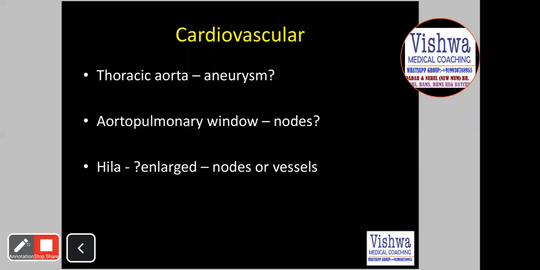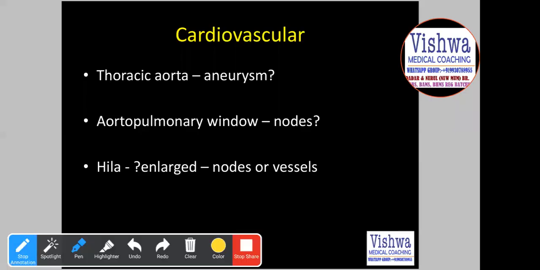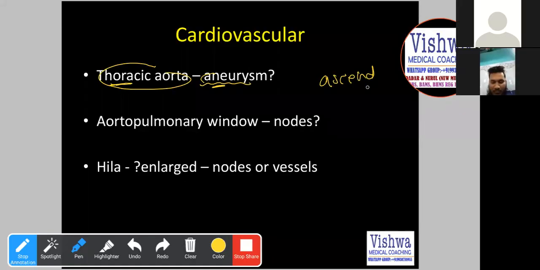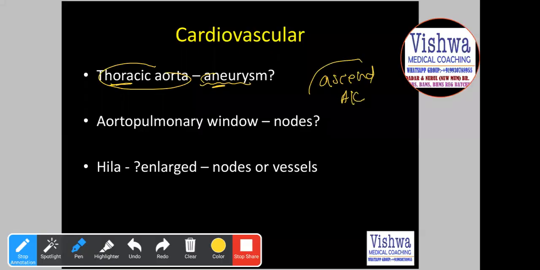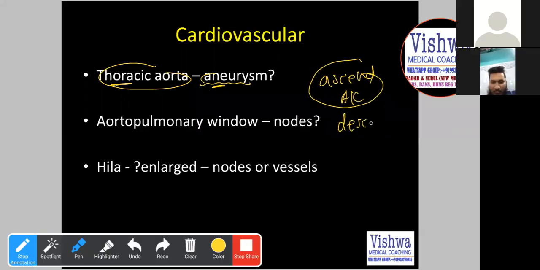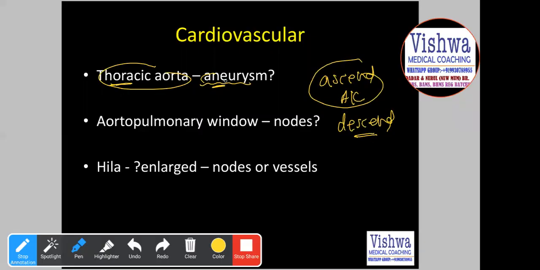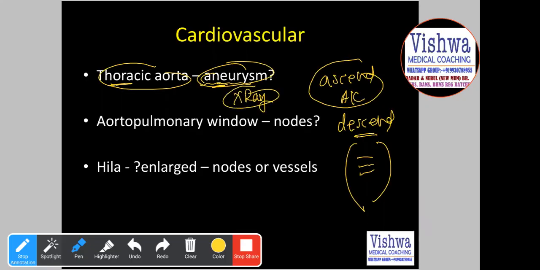Okay. Now, in the heart, we also should see the aorta. If it is dilated, remember we have shown you the ascending aorta as an aortic knuckle in the normal X-ray, as well as the descending aorta. And we may see a dilated portion in the descending aorta, which can be an aneurysm. So aneurysm can also be diagnosed in an X-ray. And remember, if an aneurysm ruptures, you cannot save the patient.